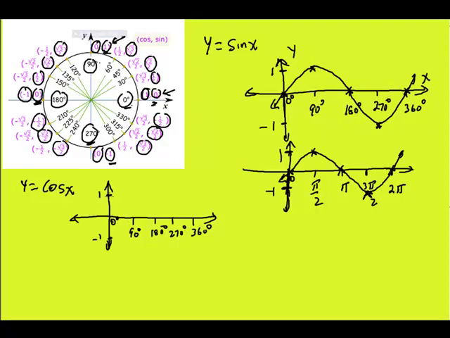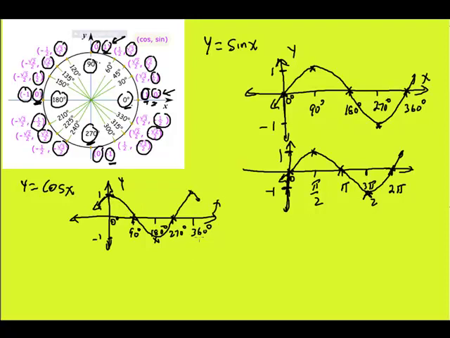When the angle is 0, the cosine value is 1. So I start here, and then at 90 it is 0, 180 is negative 1, 270 is 0, and at 360 is 1. And then I'm going to connect my dots. Okay. Come back down, and there it is. Okay, that's my cosine graph.